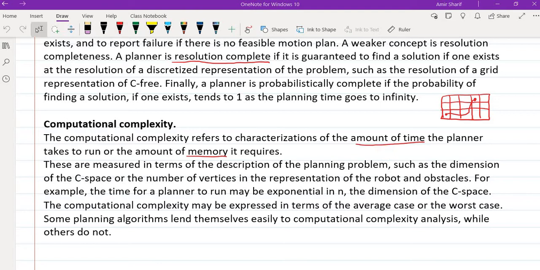Okay, so this is one of the examples of how the computational complexity increases with the increase in the dimensions of your C-space. Up till now, if you remember, we were talking about a two-dimensional C-space in which on the x-axis we had θ1, and on the y-axis we had θ2, and this was our C-space here.